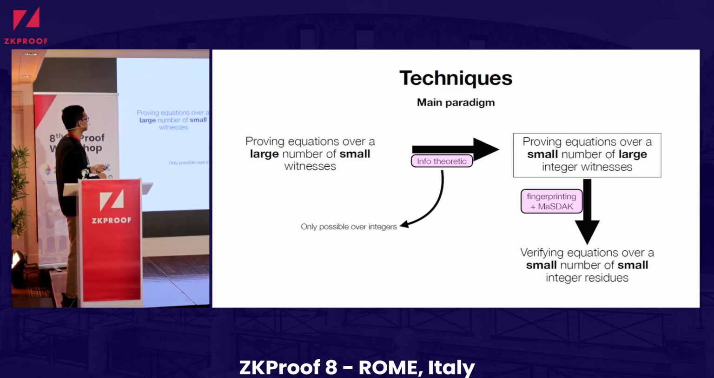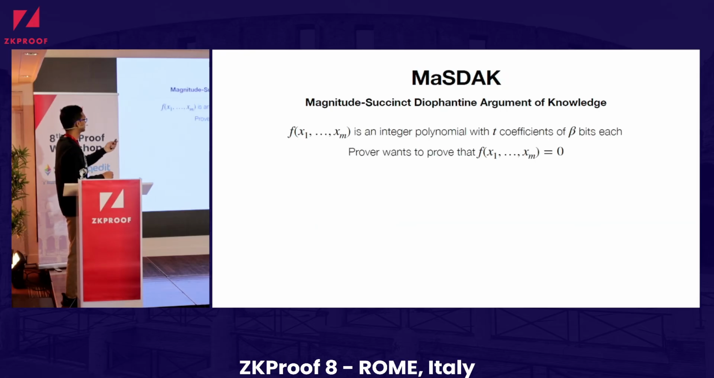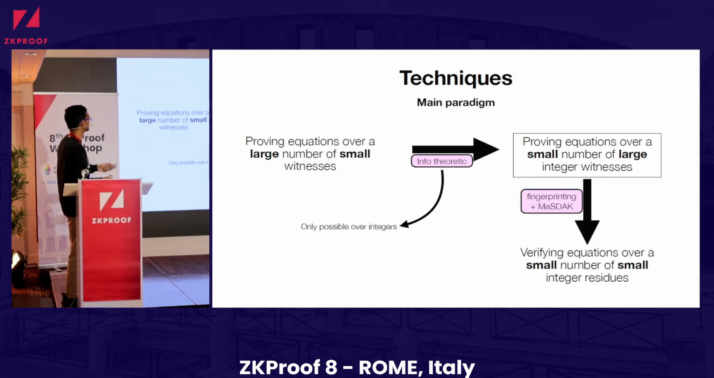All right, so we've shown with this the first part, going forward: we reduce proving something over a large number of witnesses to a small number of witnesses. It's just that they're really large now. So how do you do the second part?